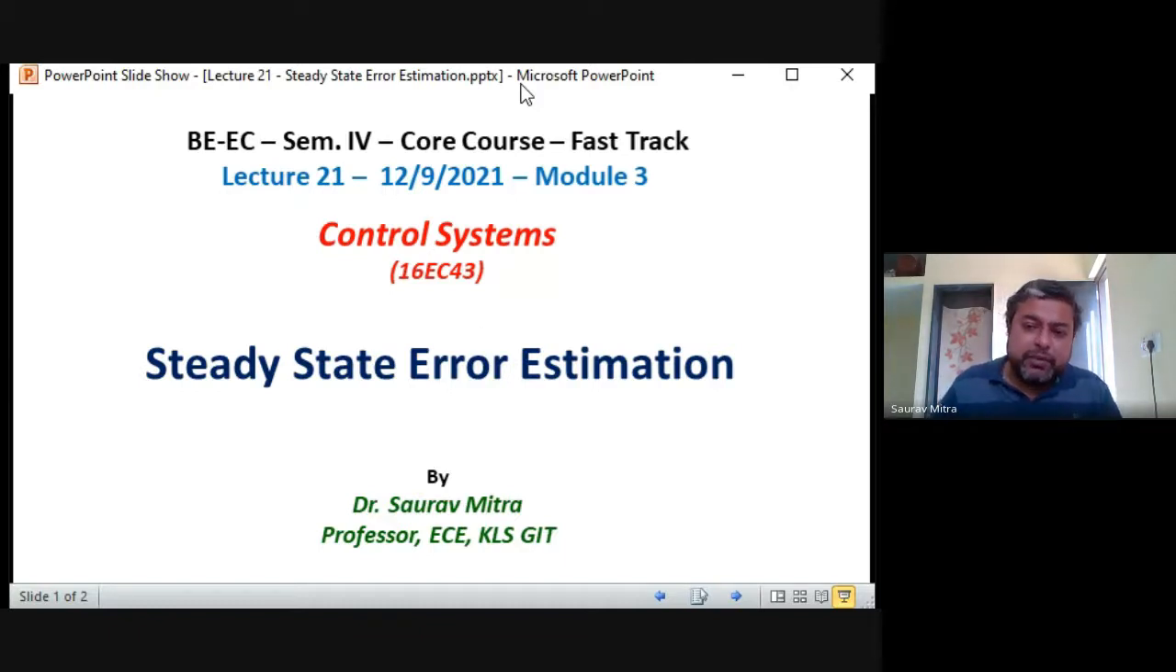So if I give an input of 1 volt unit step, and the system's capacitor voltage output is also 1 volt, in that case the difference between input and output is zero. So in that case, the steady state error is equal to zero.